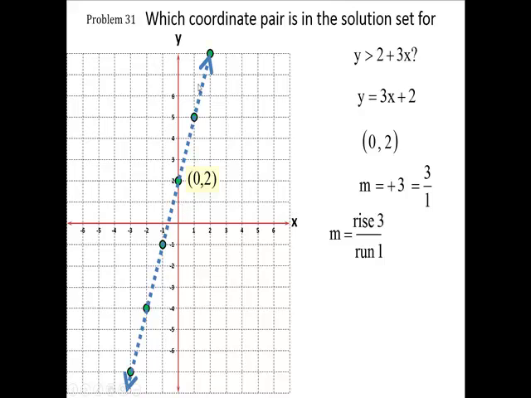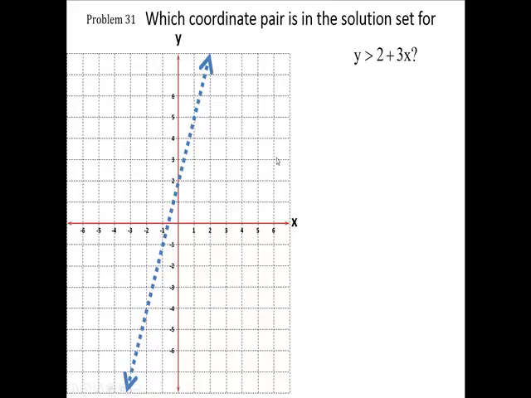Now it's a dashed line because it's not greater than or equal to. I'll show you more about that at the end. In fact, we'll go the extra mile and graph this inequality. But right now we're using a dashed line because it doesn't say greater than or equal to, it just says greater than.